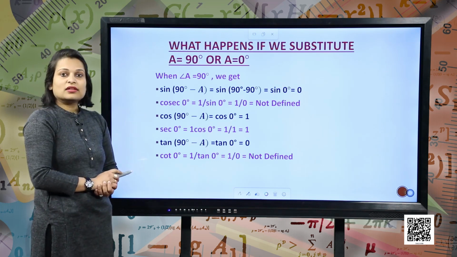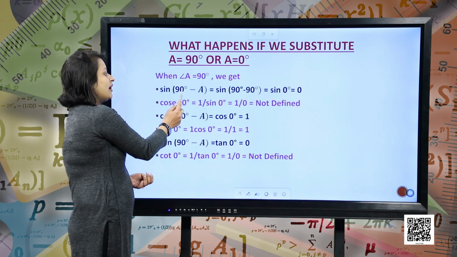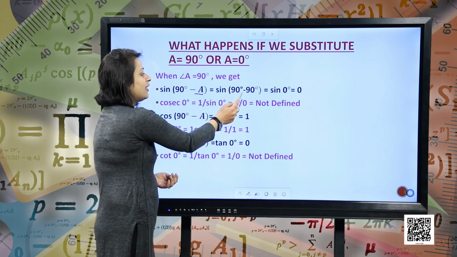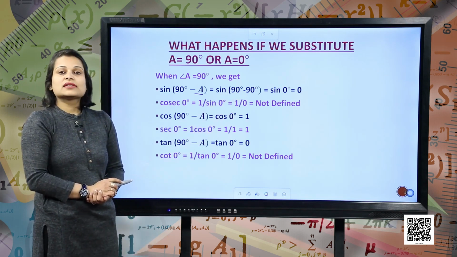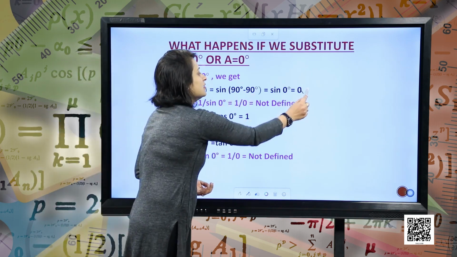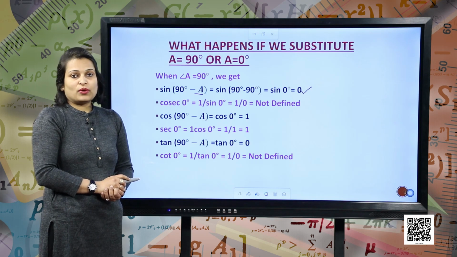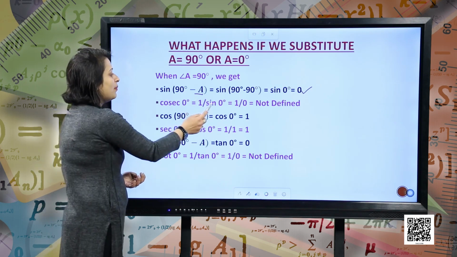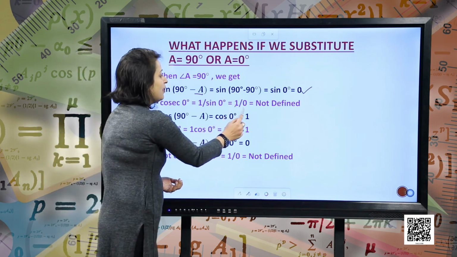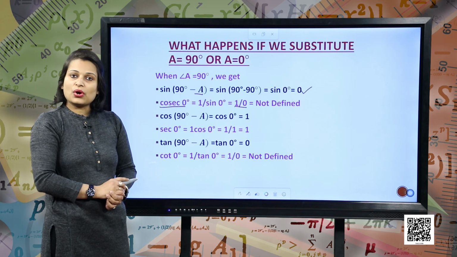So, first we will consider the value of angle A as 90 degree. So, what will we get? Sin of 90 degree minus A. In place of A, you have to write 90 degree. So, sin of 90 degree minus 90 degree will give you what? Sin of 0 degree. And you know the value of sin of 0 degree is 0. Now, cosecant of 0 degree is what? Cosecant is reciprocal of sine. So, what will you get? 1 upon sine of 0 degree. Now, sine of 0 degree is 0 and 1 upon 0 is not defined. So, value of cosecant of 0 degree is not defined.